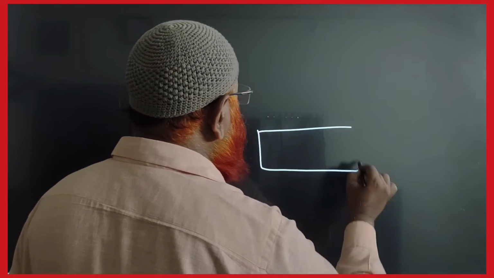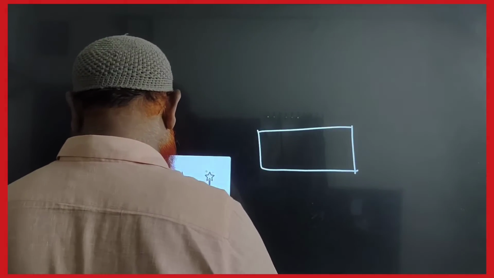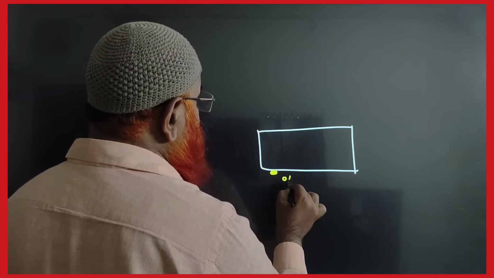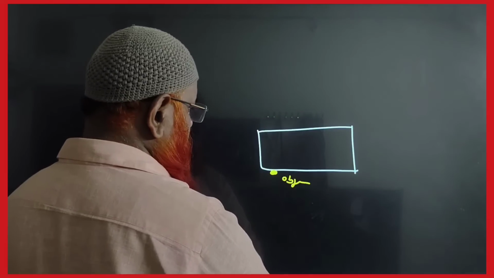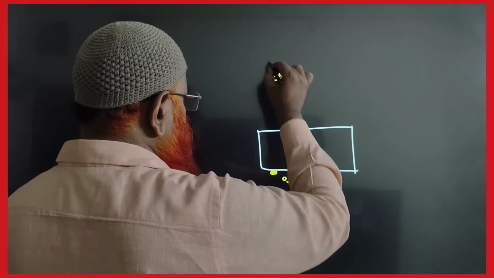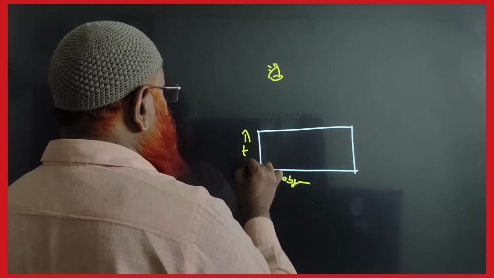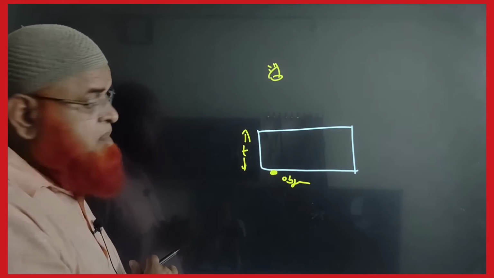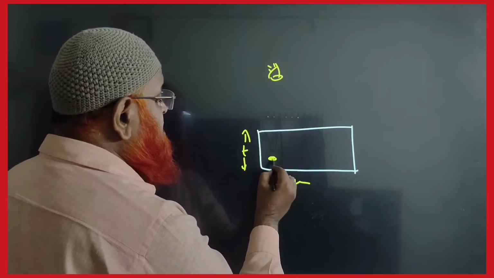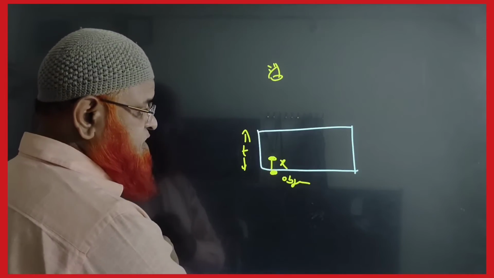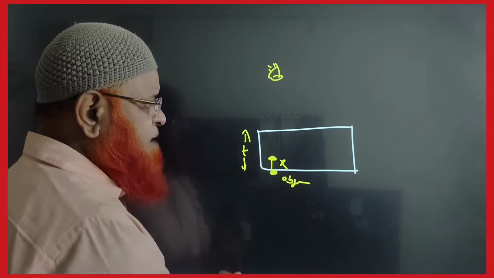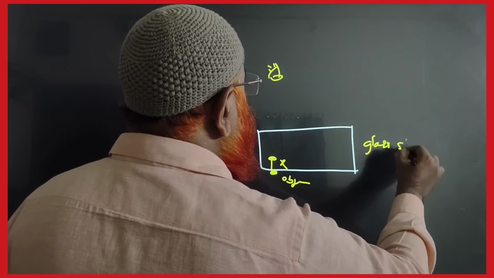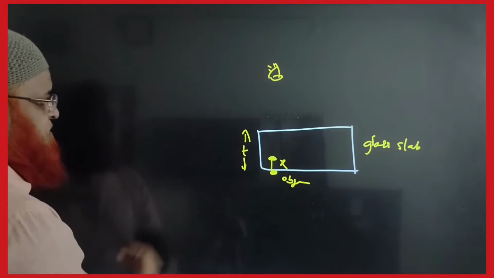For example, I am taking a glass slab here. Below the glass slab, let us imagine there is an object, and I am seeing from above. Let us consider the thickness of the glass slab is T. This coin appears to be a little bit raised now. This is said to be the shift of the coin. In a glass slab also, it appears to be a little bit raised.